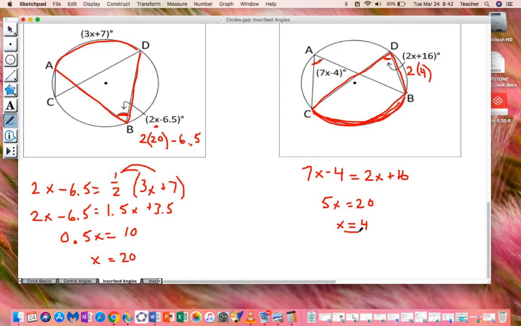Yeah, that's what we got. X is 4. So that's 8, 8, that's 24. So this is 24 degrees.